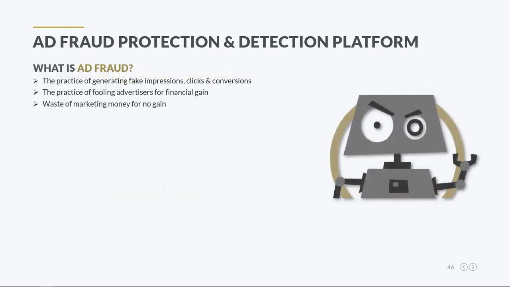So what is ad fraud? Advertising fraud is the practice of fraudulently representing online advertising impressions, clicks, and conversions to fool advertisers for financial gain. Fraudsters use sophisticated technology such as networks of bots, and several other methods to generate fake impressions, which are not seen by humans or target audiences. When that happens, advertisers end up paying for something totally worthless to them.